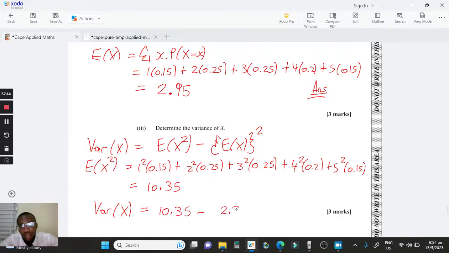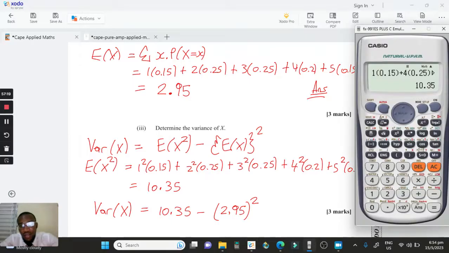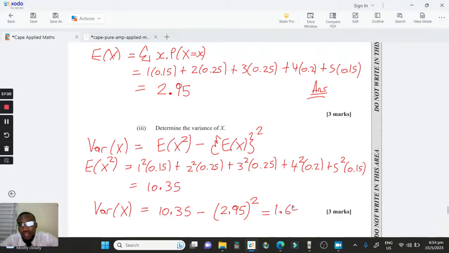And then now we can tell them, so now Var X is going to be 10.35 minus the expected value of X, and then we square it. So now we have 10.35 minus 2.95, close the bracket, and we'll square it. And this is what we get for the variance. The variance is 1.6475. Pretty straightforward.